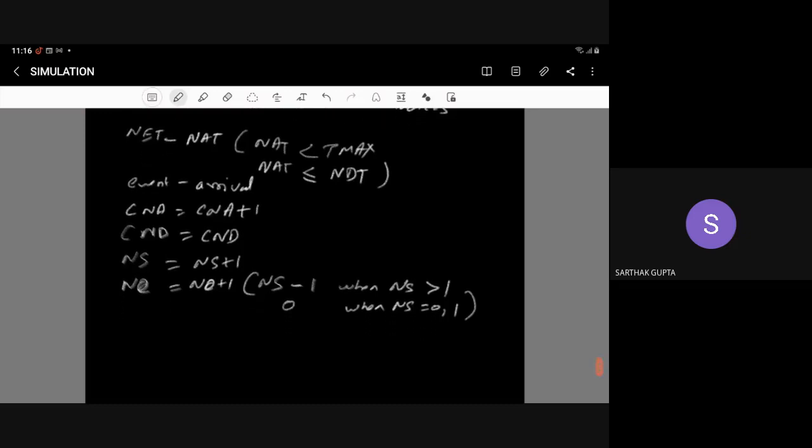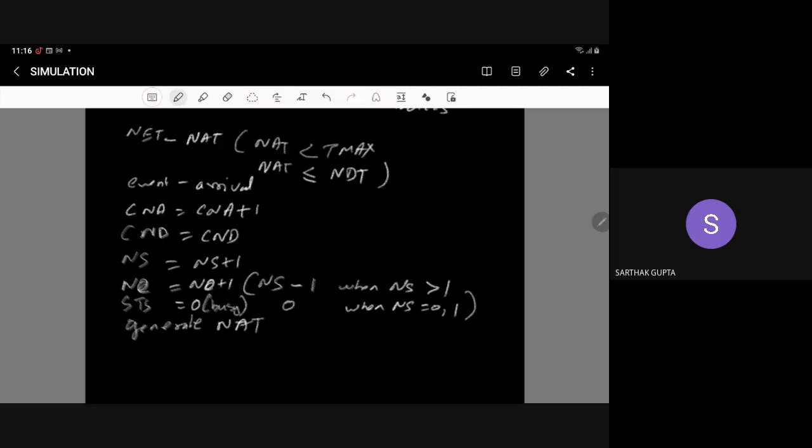Now, important thing, whenever there is an arrival, we have to generate one more thing, STS. Whenever there is an arrival, STS will become 0. 0 denotes busy. Whenever there is a customer in the system, naturally the server will become busy. So STS will become 0, and you have to generate the next arrival time.